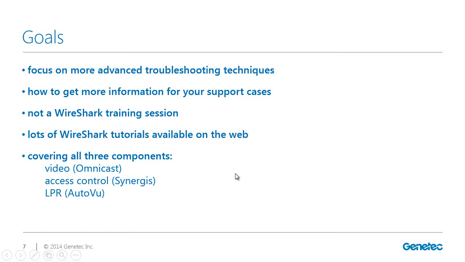Now, since Security Center is a multi-component system, we're going to be taking a look at what can be done to troubleshoot issues in all three areas: Omnicast Video, Synergist Access Control, and the AutoView LPR system.